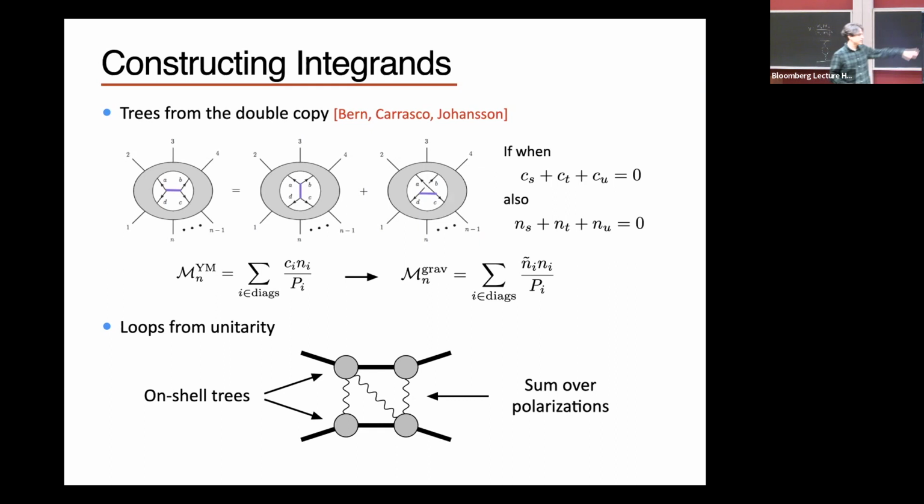So at the order that we were both calculating, one can still get away with Feynman diagrams, but looking to the future, it's going to get harder and harder to do this.